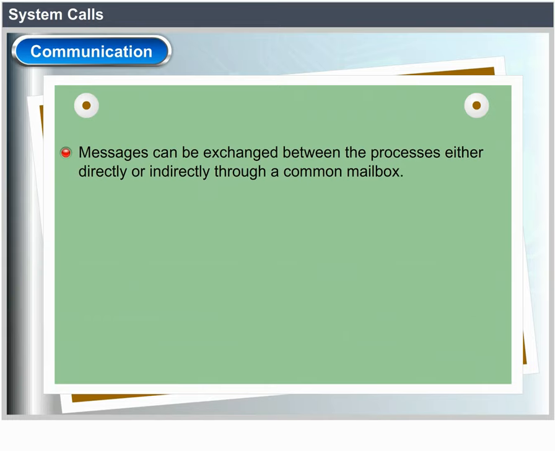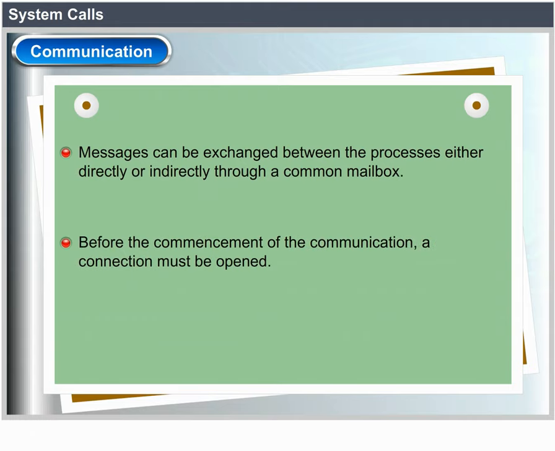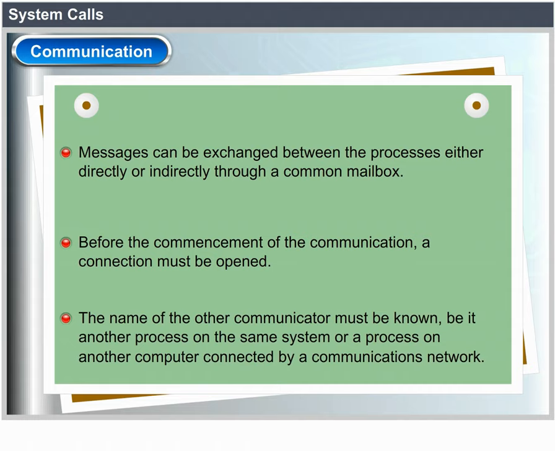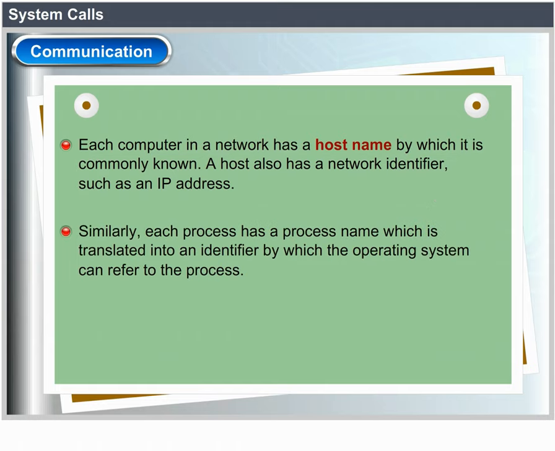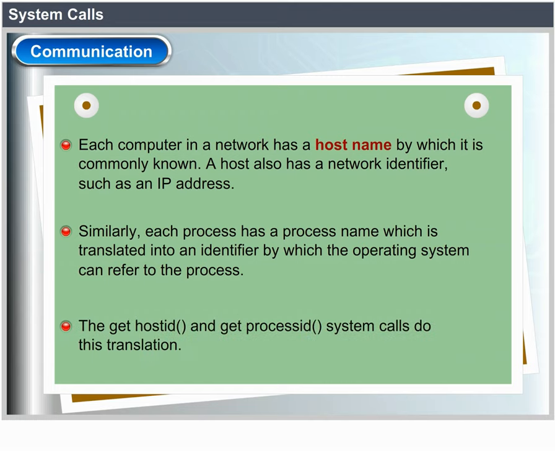Before communication can take place, a connection must be opened. The name of the other communicator must be known, be it another process on the same system or a process on another computer connected by a communications network. Each computer in a network has a host name by which it is commonly known. A host also has a network identifier, such as an IP address. Similarly, each process has a process name, and this name is translated into an identifier by which the operating system can refer to the process. The getHostID function and getProcessID function system calls do this translation.